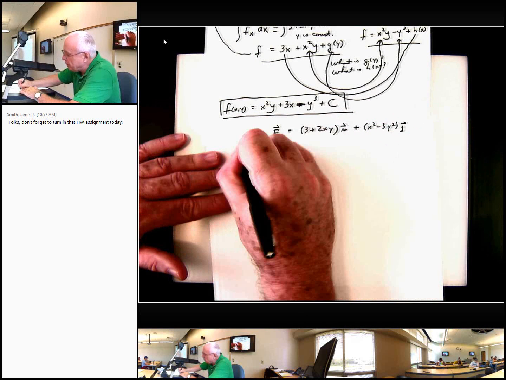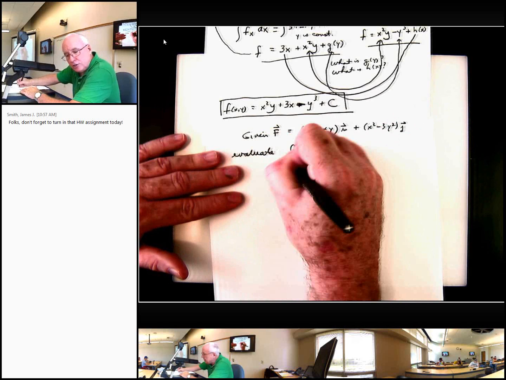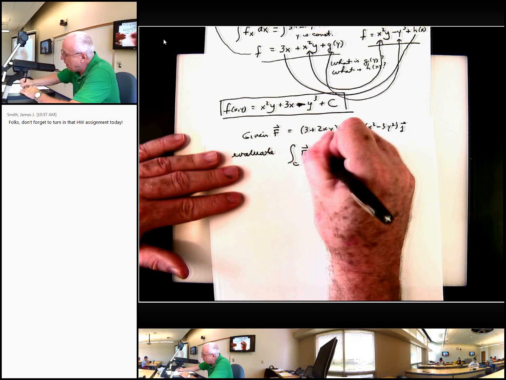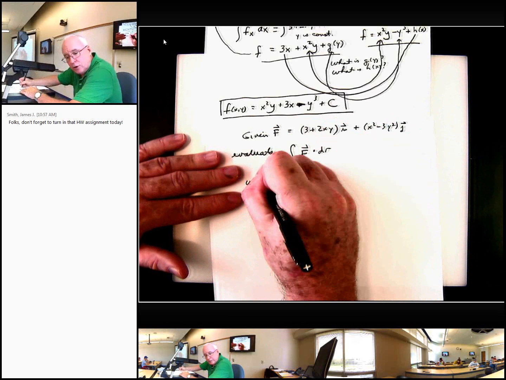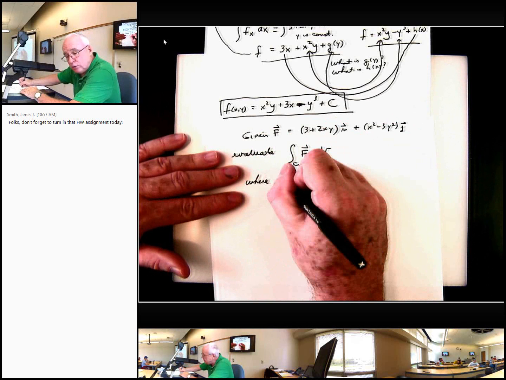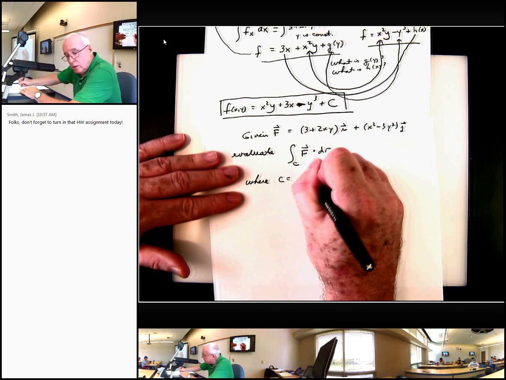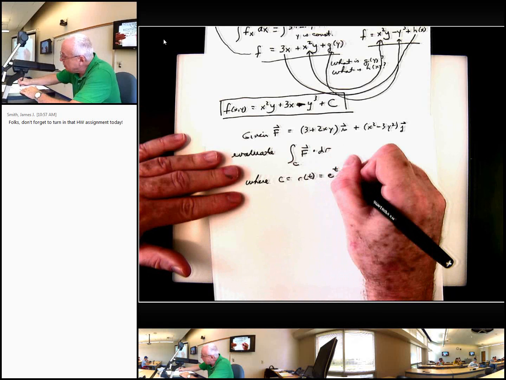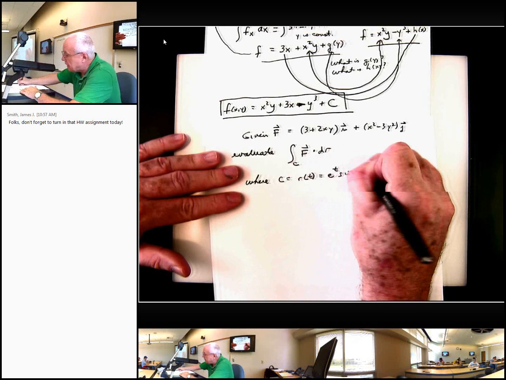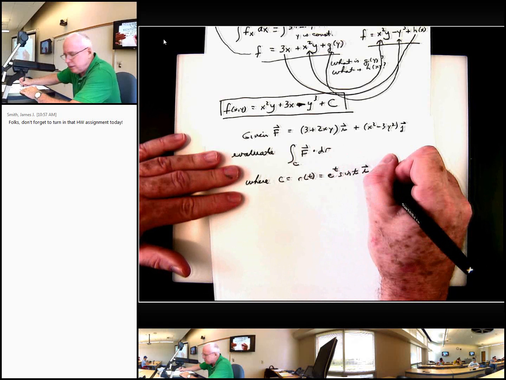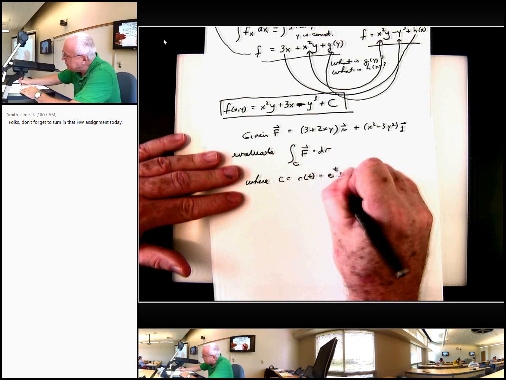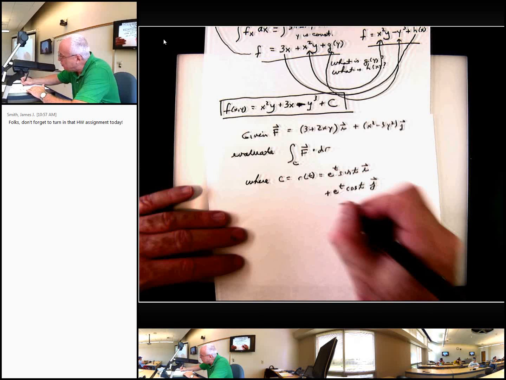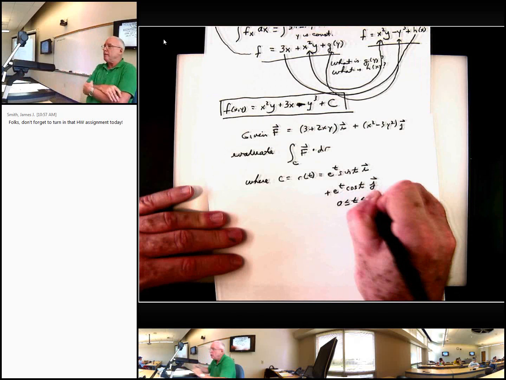Now we want to evaluate the line integral of the vector field along a curve C, and we're now given a specific curve where C is equal to r of t, which is equal to e to the t sine of t times the i vector, plus e to the t cosine t times the j vector. And t goes from 0 to pi, because we have to have endpoints for it.